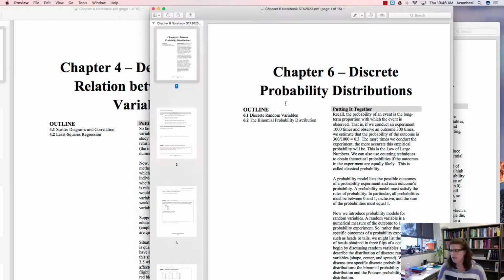Chapter 6 is 2 types of probability. They're both discrete probabilities, which, remember, discrete means values can only take on certain numbers, so they're like counts and things like that. So we will be looking at discrete random variables in chapter 6, as well as one particular type of probability called binomial probabilities.